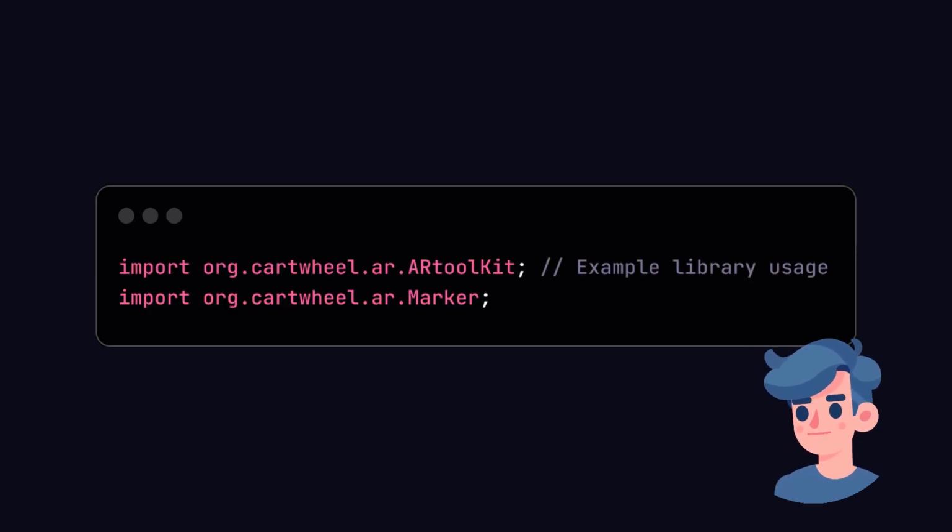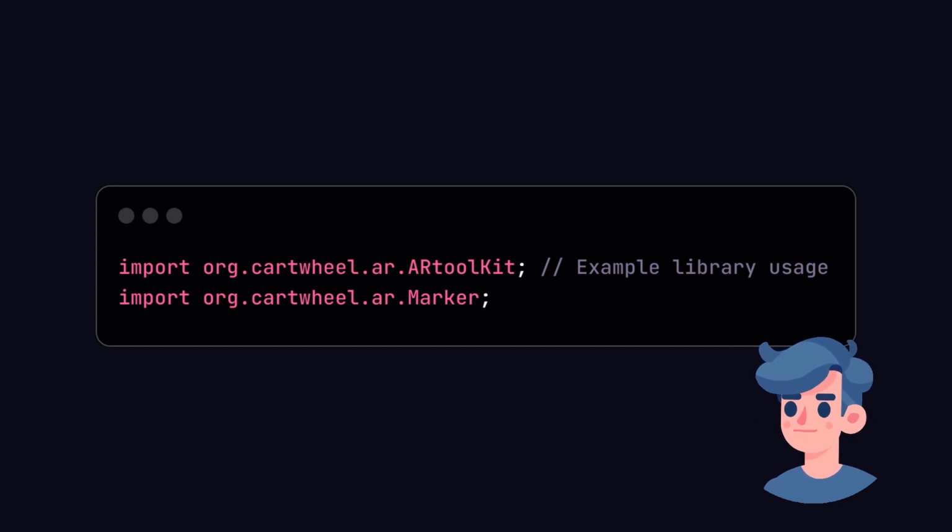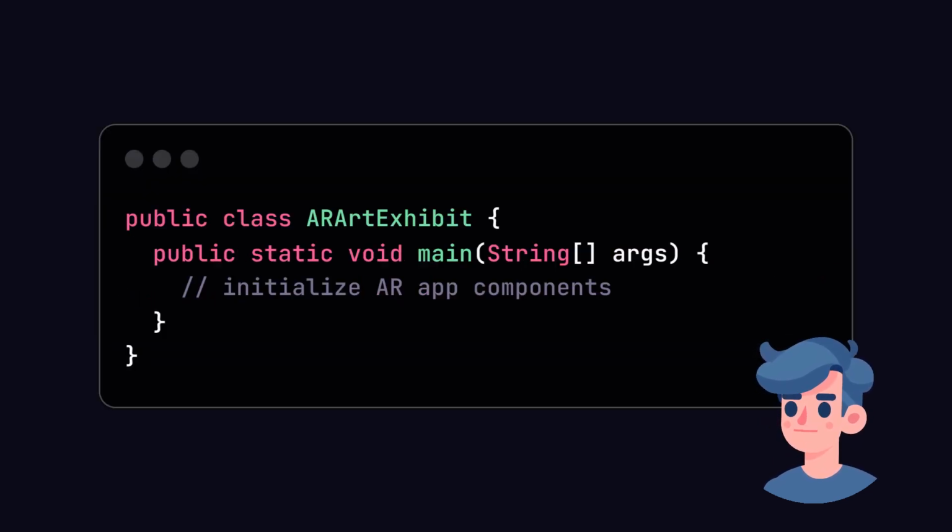Open up your project and download the latest version of the AirToolKit library from the official website. Unzip the downloaded file, and you'll see a set of JAR files which we will add to our project's classpath. Now, let's create a new Java class for our AR exhibit.